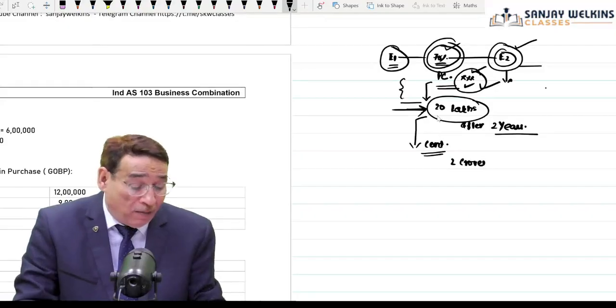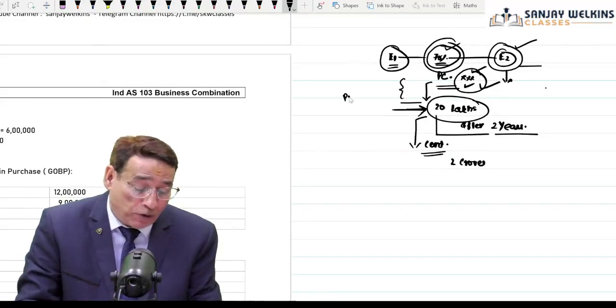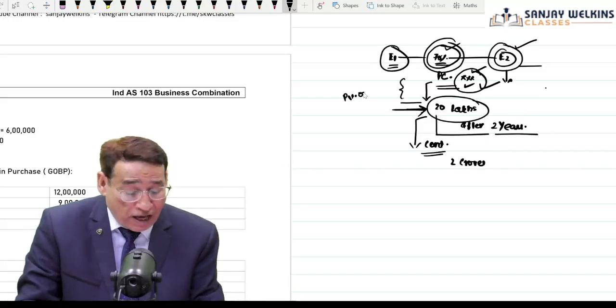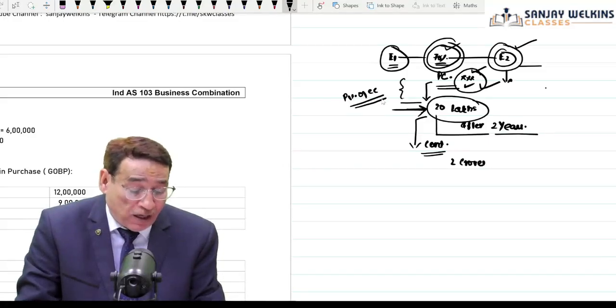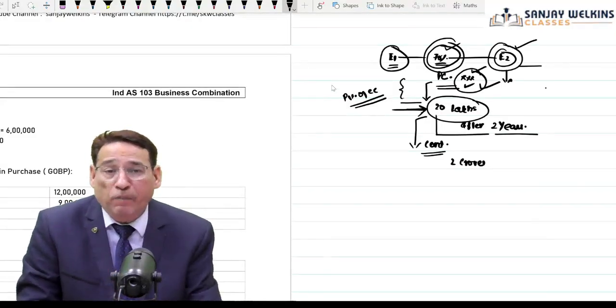But the point is that because this payment will have to be paid after 2 years, I will have to compute its present value, and then I will include it as a part of purchase consideration. This is the point which you need to understand.